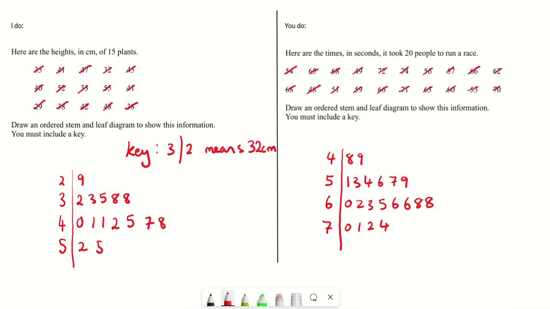And to draw a key, I can choose any example. For example, we could have 4, and the 8 means 48 seconds. Thank you for watching.